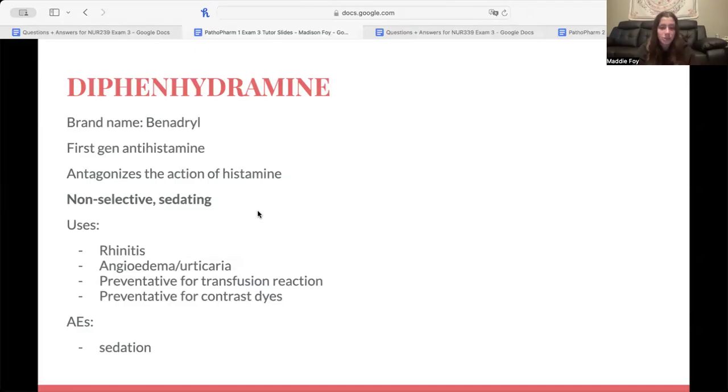If you've taken Benadryl, you know that after 30 minutes it hits, and you kind of feel like you just need to go sleep. You might even have brain fog. So because of that, we typically tell patients, hey, don't drive, don't operate machinery, those types of things after taking Benadryl, because it will sedate you, and that's related to its second gen nature being that non-selective sedative inherently.